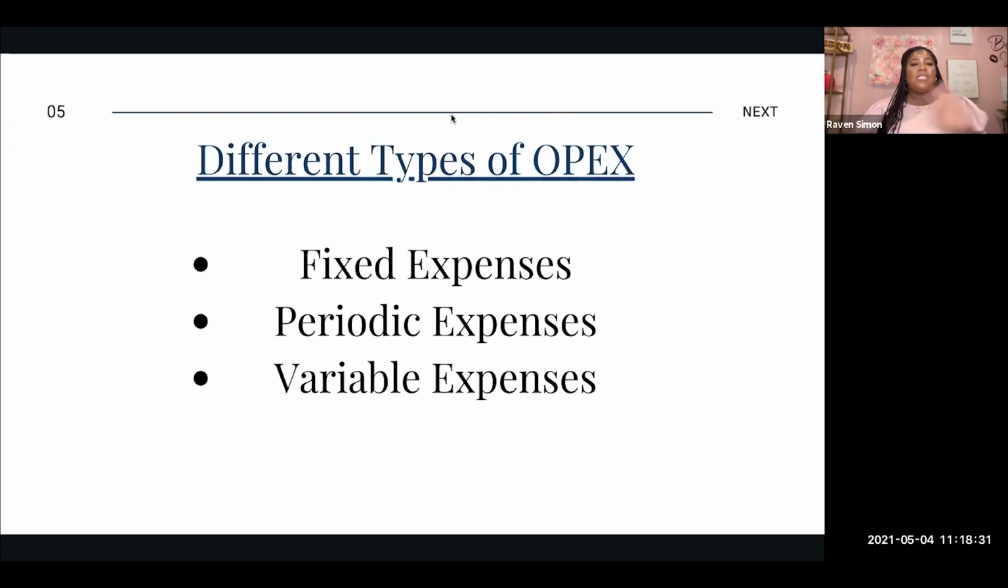Another variable expense. Variable expenses are the most difficult to understand and the most difficult to track, and these expenses have the greater probability of making you bankrupt. The reason is, like I just said, they're so hard to track. Well, they're not hard, but they're more difficult to track than the other two.